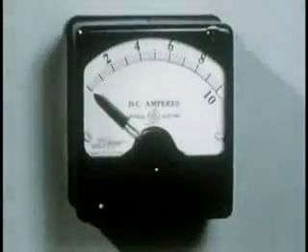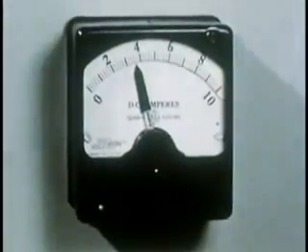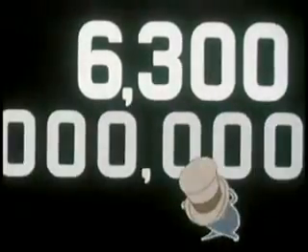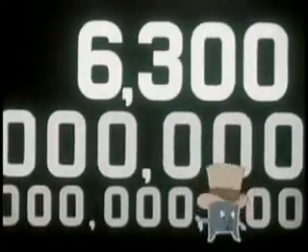The unit of electric current is the ampere. 1 amp, now hold on to your hat, is 6,300,000,000,000,000,000 electrons passing any given point in 1 second. Current, or amperage, then, is the number of electrons that pass a given point in a given time.